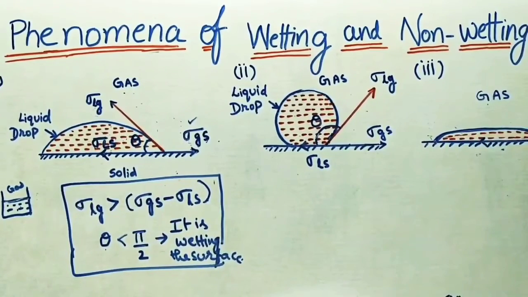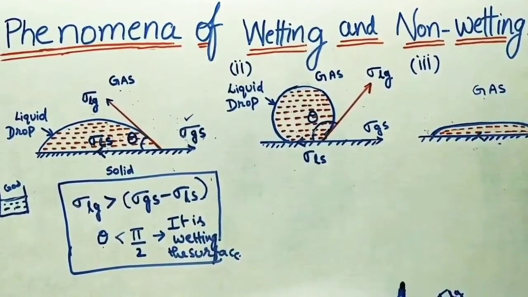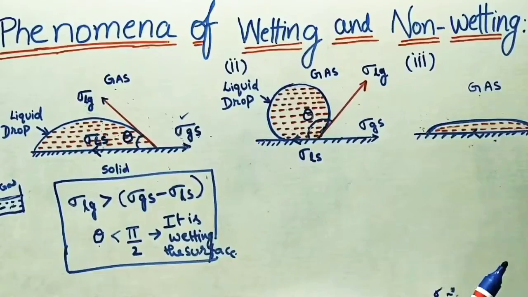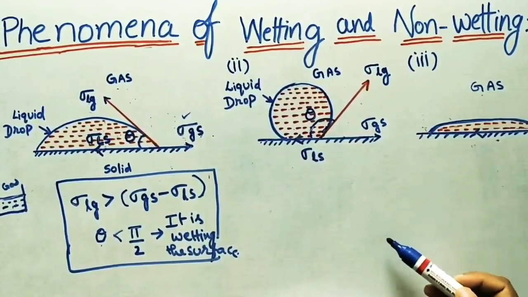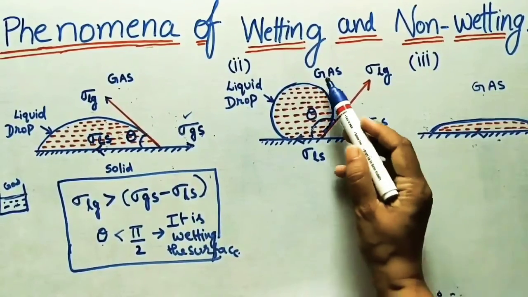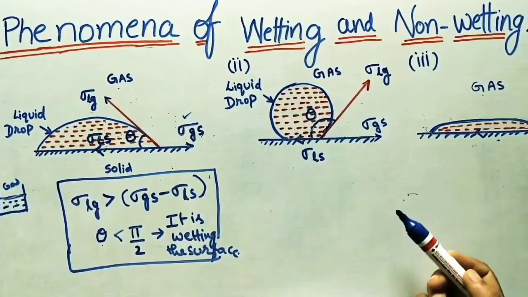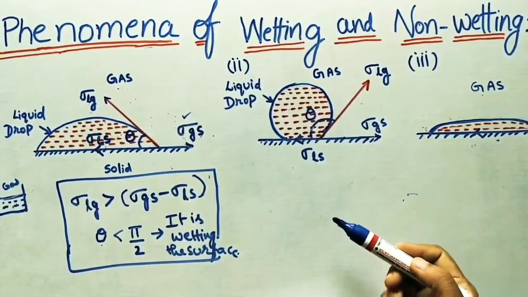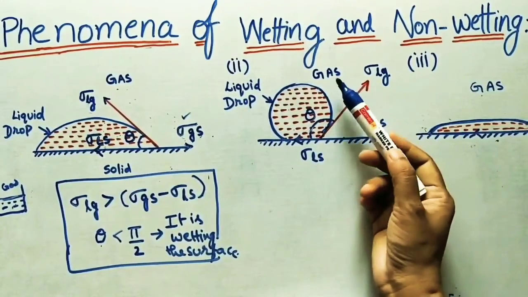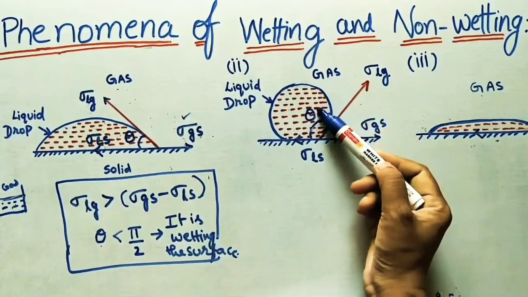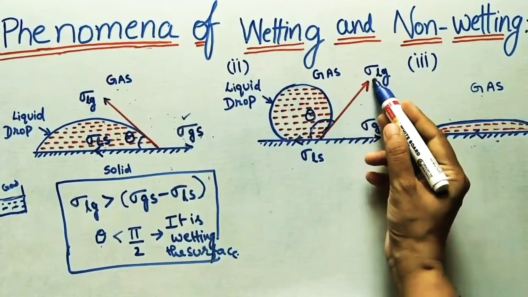Now take the next condition. For example, we can take water. Here we are taking one liquid drop, in a spherical shape. Here we are taking the gas medium, here the liquid medium, here the solid medium. As we know, surface tension is developed at the interface of two mediums, between this liquid and gas. Surface tension is developed for this spherical shape in the tangential direction.